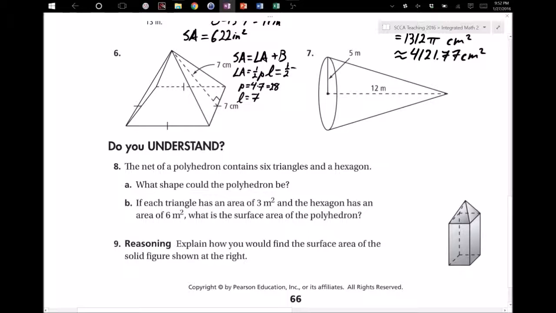And so that makes our lateral area equal to 1/2 times 7 times 28. And that gives us 14 times 7. So it's 98 centimeters squared. And then our base, this is a square. It's 7 by 7. So it's 7 squared, which is 49 centimeters squared. And that makes our surface area equal to 147 centimeters squared.